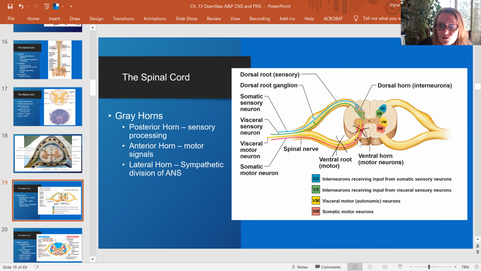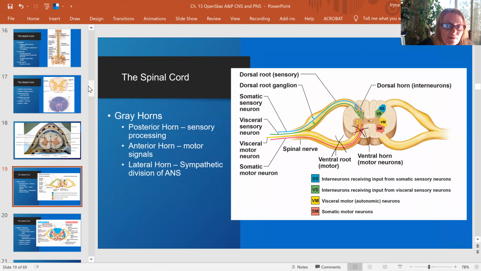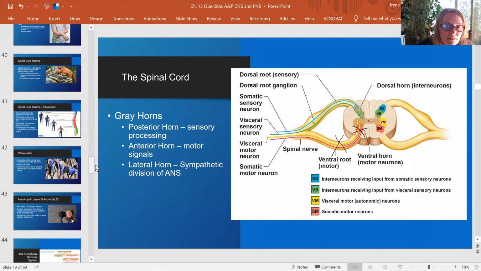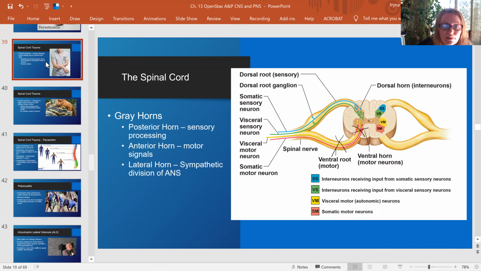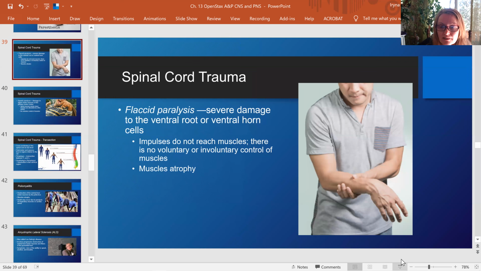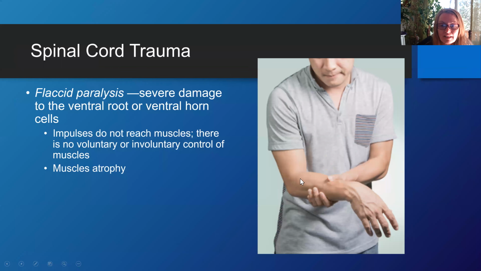if you have damage to those neurons in a ventral horn or ventral root, right, then you will have flaccid paralysis right there, because your muscles are not activated at all. No impulses reach your muscles, right? And it causes muscle atrophy.